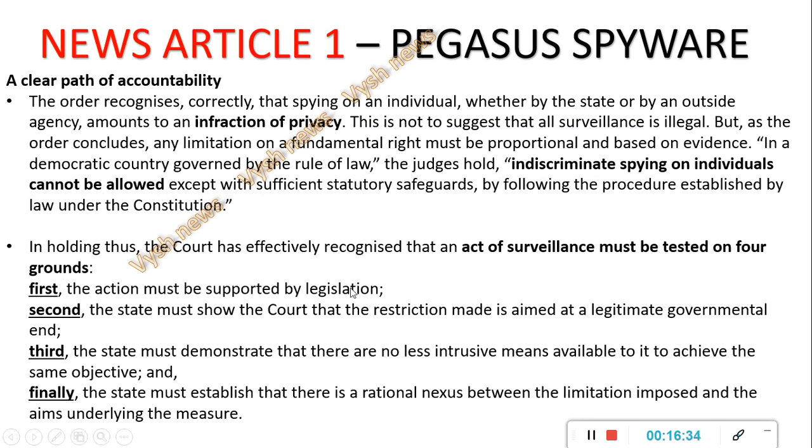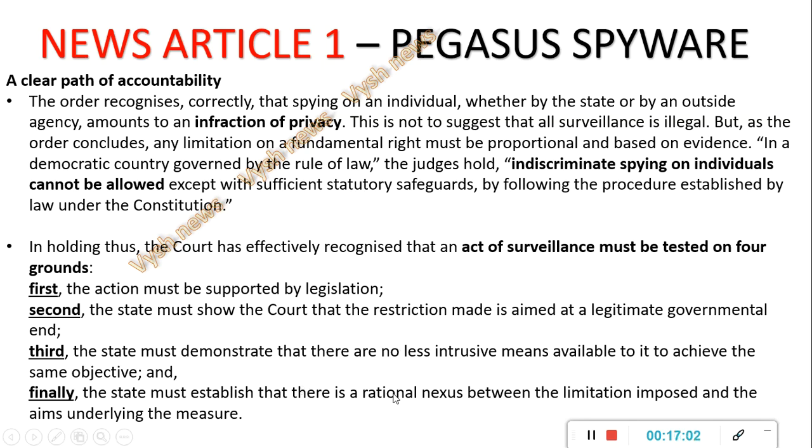One, it should be supported by a legislation. Second, the state must show the court that a restriction made is aimed at a legitimate governmental end. Again, there is some legitimate, strict reason. Then there is no less intrusive means available, meaning there is no other option, and this is the last resort. The state should prove that we had no other option, we could only spy on the phone and find out, only then I am using it. So that is the third reason they're telling.